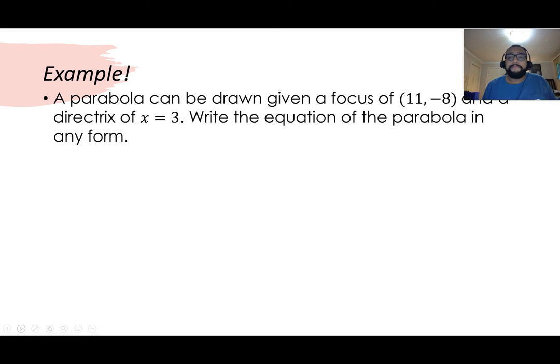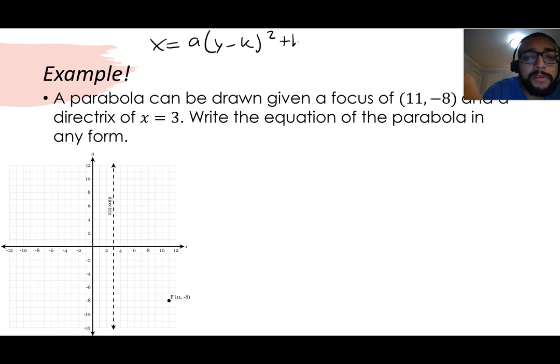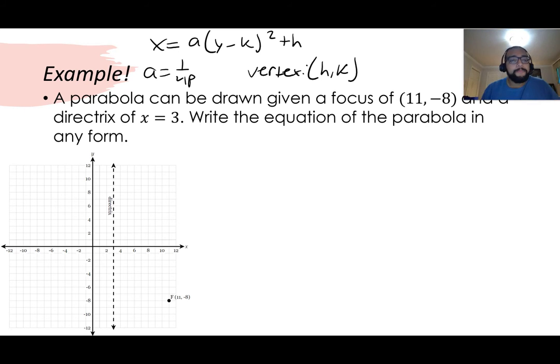Now, that was for vertical. For horizontal, again, plot a picture, so I just got that from Delta Math. Nothing too crazy there. We got a focus of 11, -8, and a directrix of x equals 3. Now, I know this would be a horizontal parabola because my directrix is a vertical line. So, if you forgot, standard form is going to be this, 1 over 4p, and then vertex, perfect, h comma k, amazing.